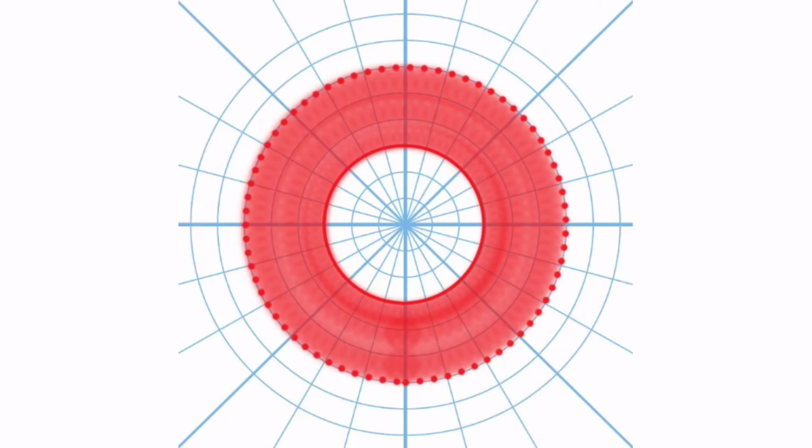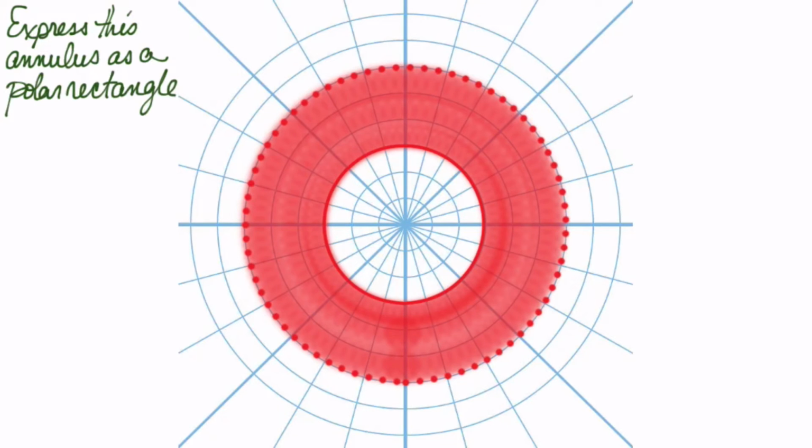Here's my last example. Here's an annulus, a little donut shape, and I have a solid edge on the inside and a dotted edge on the outside. Could we represent this annulus or washer as a polar rectangle? Is it even a polar rectangle? And yes, absolutely it is. And the secret is to snip it.